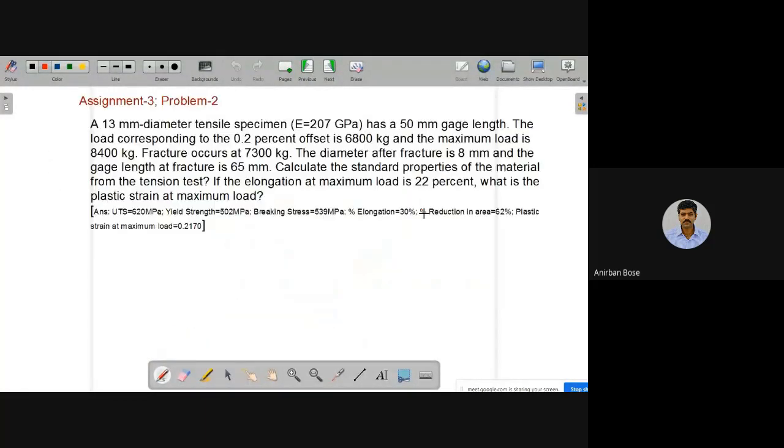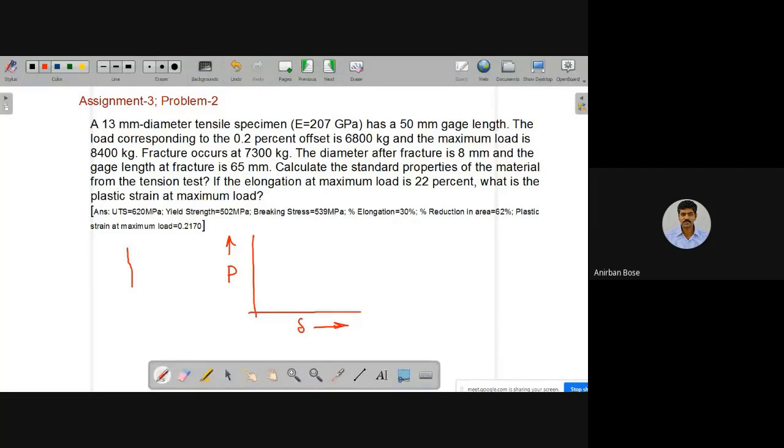Okay, now coming to problem number 2. This is a problem related to the tensile test experiment. So we know what happens in a tensile test experiment. From the tensile test, we get a load elongation diagram. Okay, you know what a tensile test is.